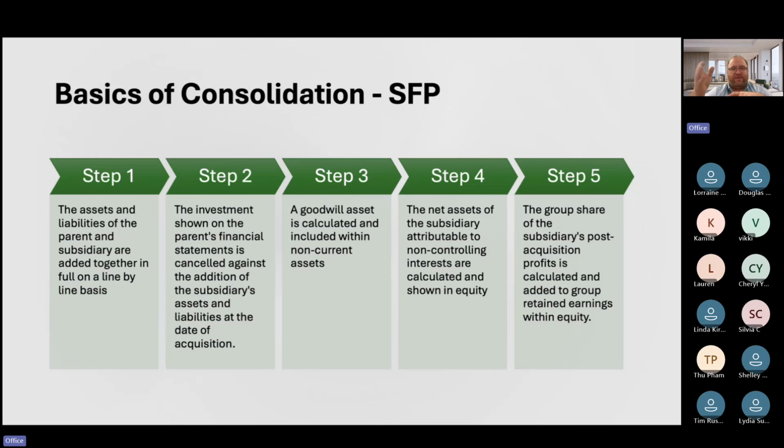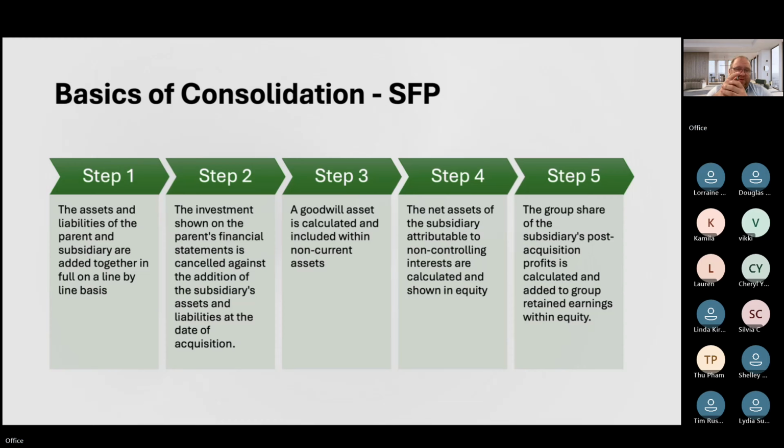So it's a 5-step process, and like lots of things in accountancy, it's just a process. Yep. So step 1, you're going to take the assets and liabilities of the parent company, and then take, as it says, the assets and liabilities of the parent and the subsidiary, and add them together in full on a line-by-line basis. Yeah, so that's quite simple. Doesn't matter how much of the subsidiary I own. You're going to take all the parent's assets and liabilities, all the subsidiary's, just literally add them together.